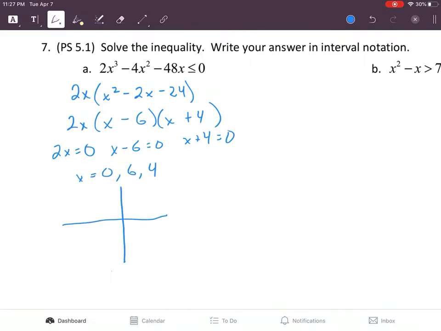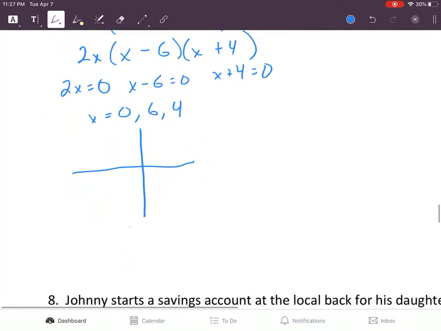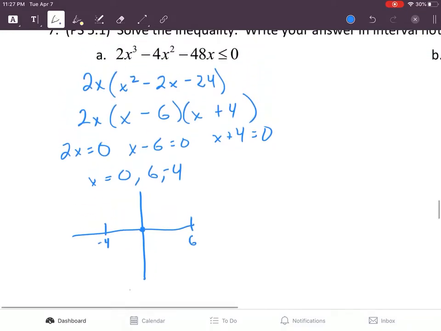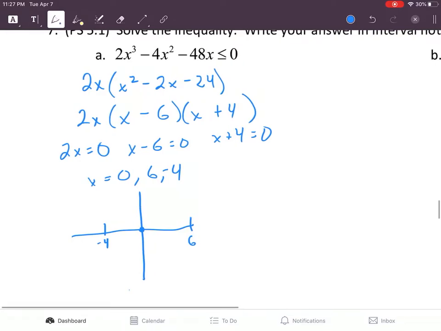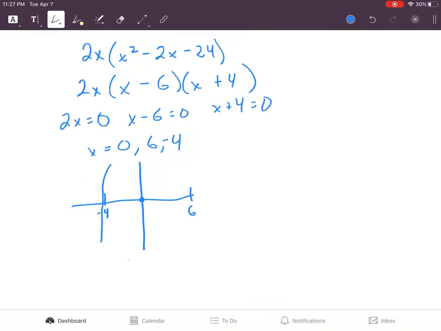Next we graph it so we can see what parts are less than or equal to, just like our inequality says in the problem. So we have, oops, sorry, this is -4. We have -4, we have 0, and +6. Looking at the first part of our equation, the 2x cubed is a positive number, so that means our graph's going to look like this.